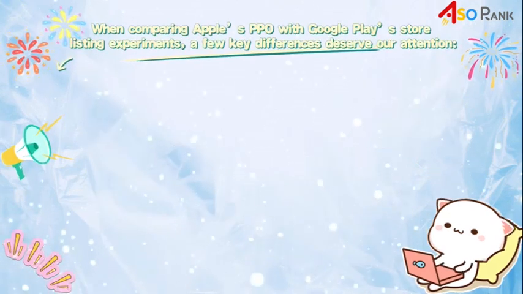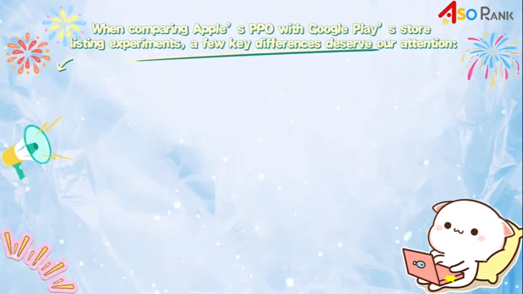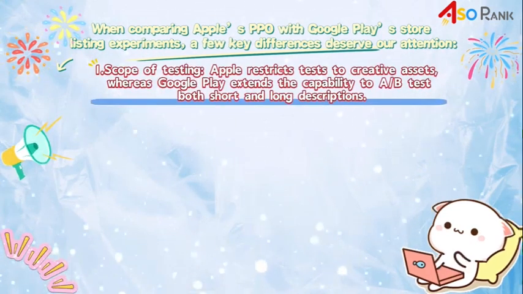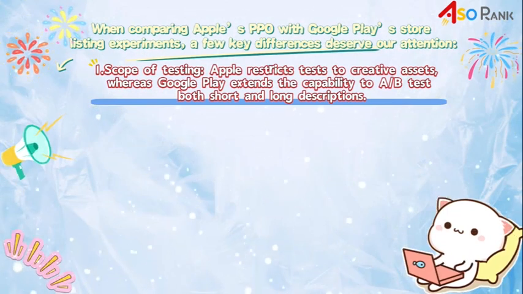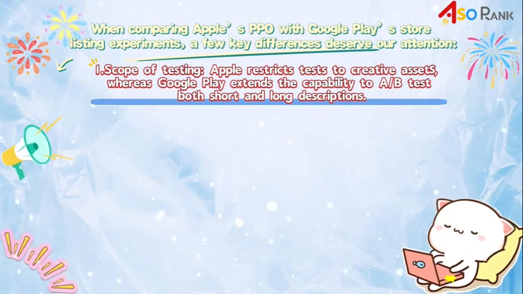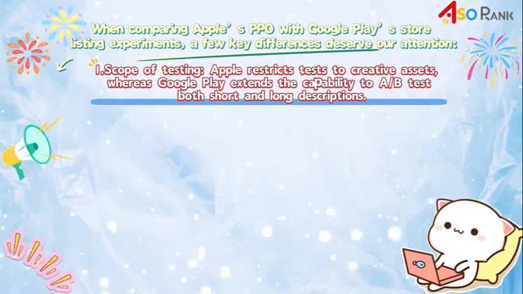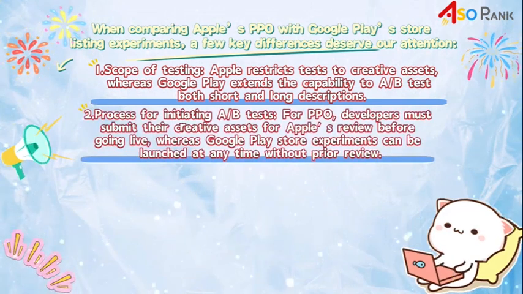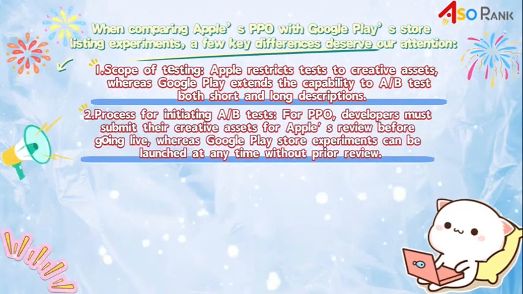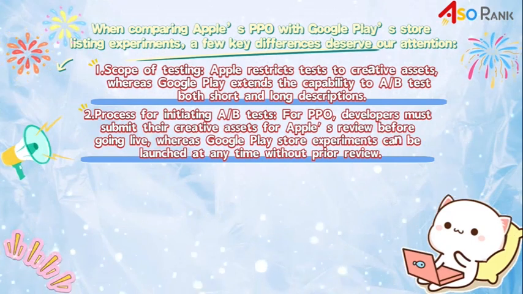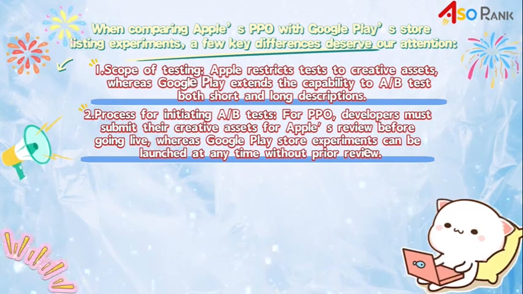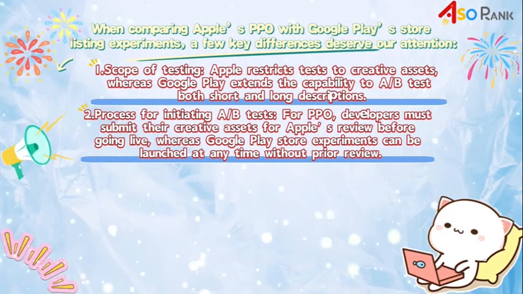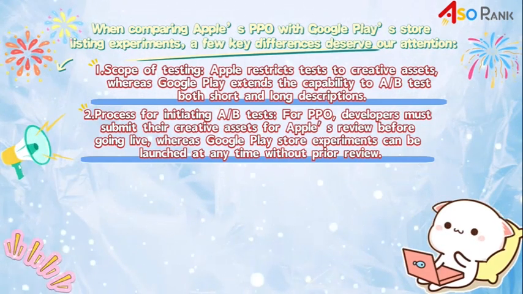When comparing Apple ASO with Google Play App Store listing experiments, a few key differences deserve our attention. Scope of testing: Apple restricts tests to creative assets, whereas Google Play extends the capability to A/B test both short and long descriptions. Process for initiating A/B tests: for Pro, developers must submit their creative assets for Apple Ads review before going live, whereas Google Play Store experiments can be launched at any time without prior review.